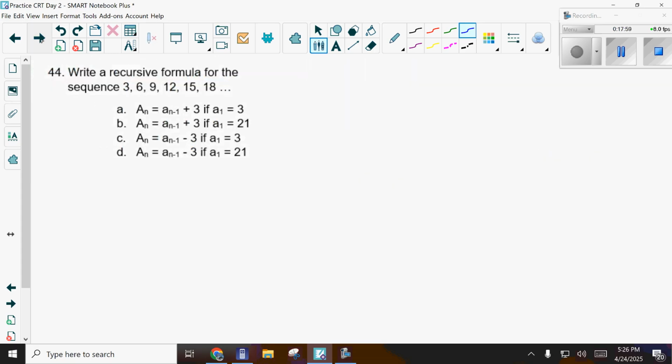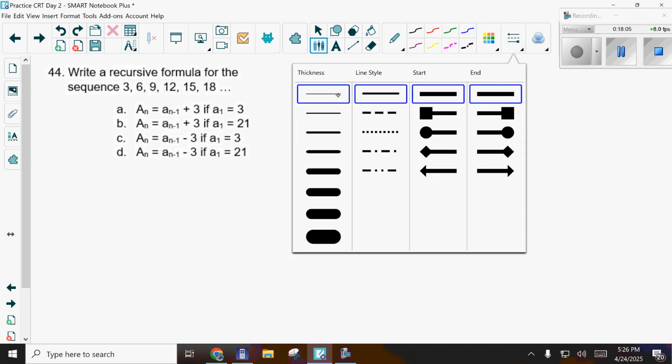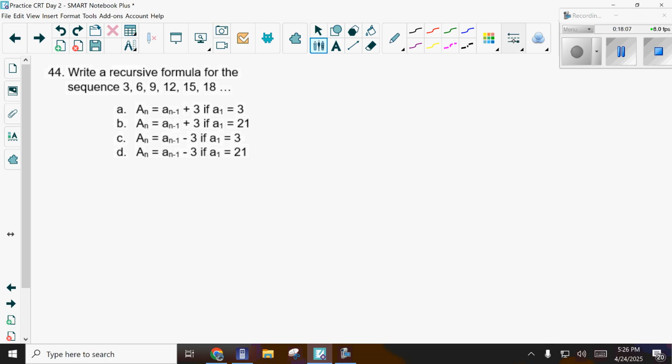Number 44 says, write a recursive formula for this pattern. First thing is always determine what kind of pattern you have. So from here to here, it looks like +3, +3, +3, +3, +3. So I just want to check it all the way through the pattern just to make sure. It's a +3 every single time. So that means it's arithmetic. Almost spelled that wrong.